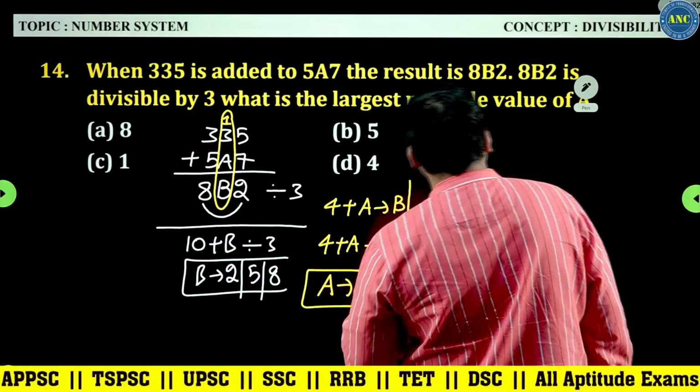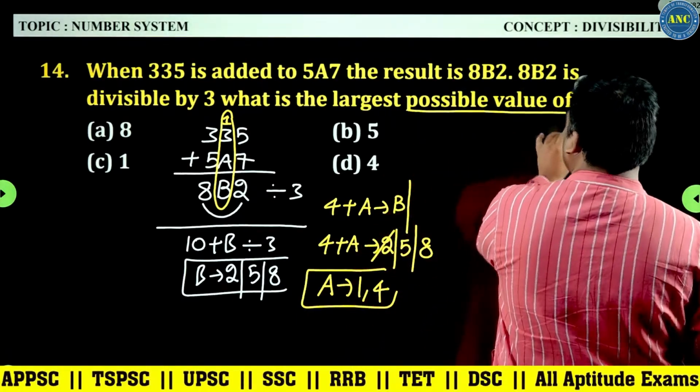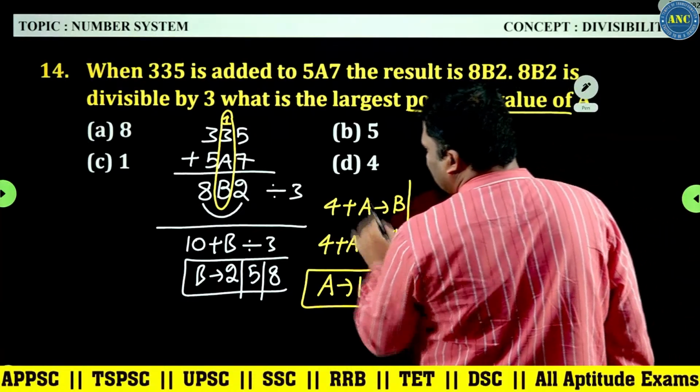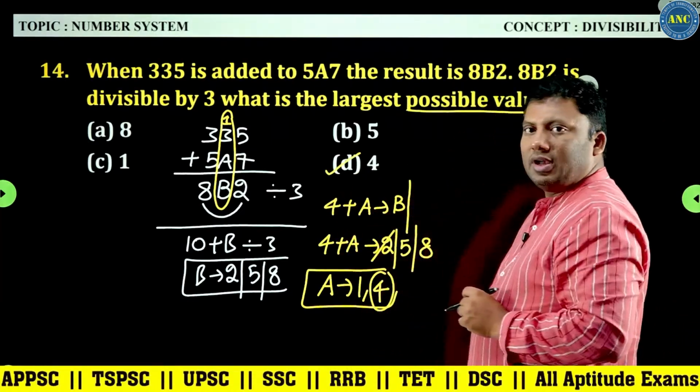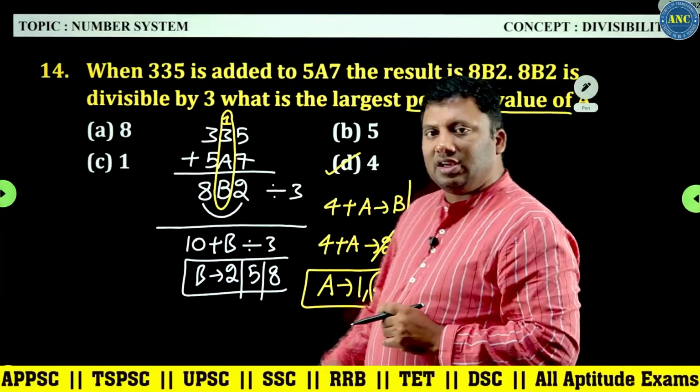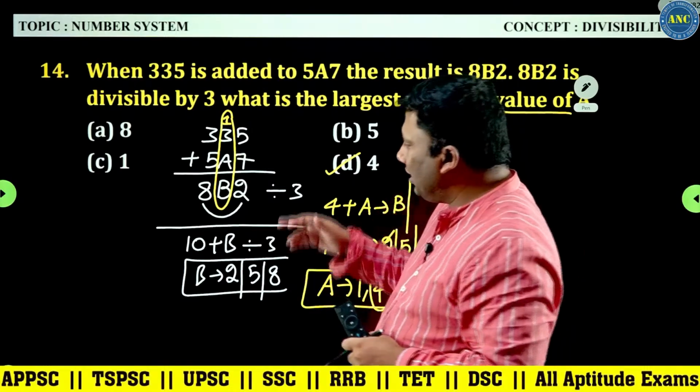What is the question that he is asking? What is the largest possible value of A? The largest possible value of A is 4. I hope the idea is clear.